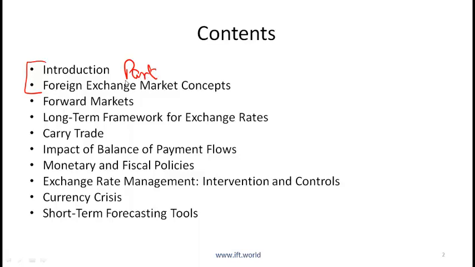So this is section 1 in the curriculum and then section 2.1. In part 2, I will go over forward markets, and this is a relatively short segment. So most of what you will see up to here is material that you have also seen at level 1.